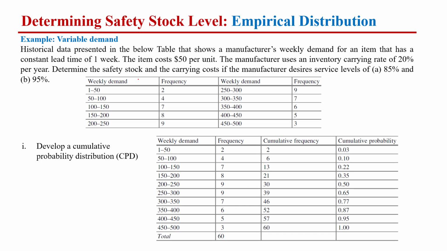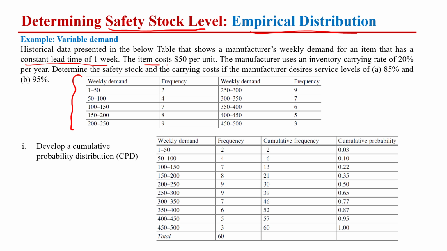I am considering right now how to calculate the safety stock based on empirical data. This is the data set, and I am considering the example right now. The lead time is constant, but the demand is in a variable form. As you can see from this data, it indicates a manufacturer's weekly demand for the item, with the lead time constant, which is 1 week.